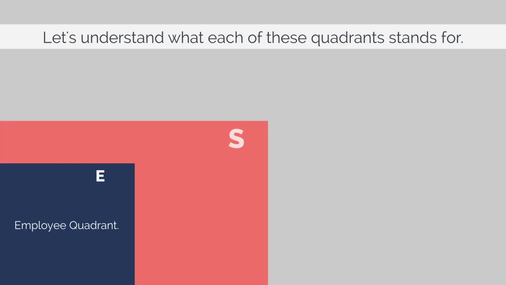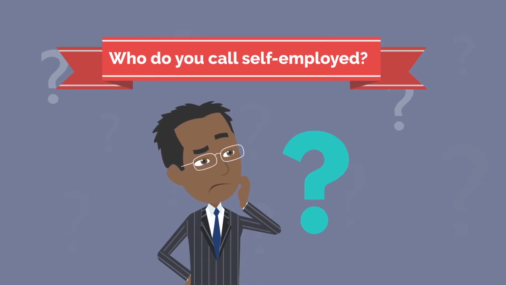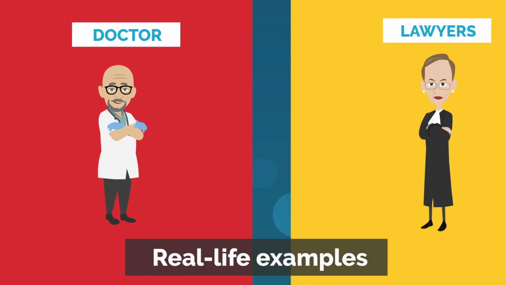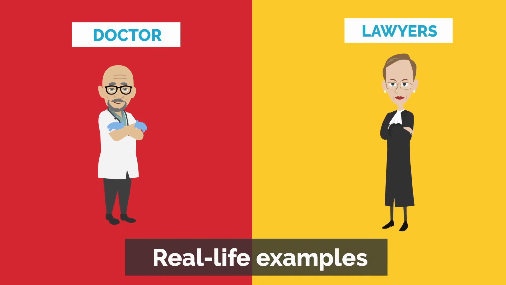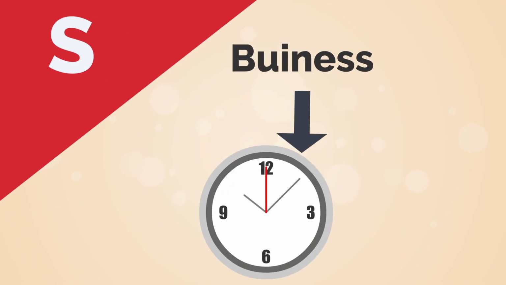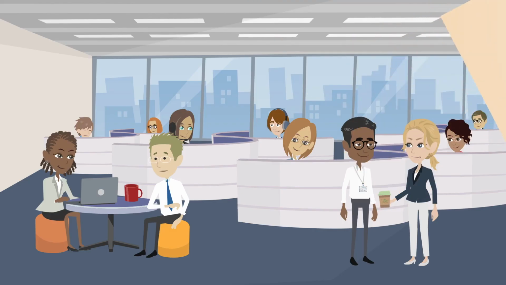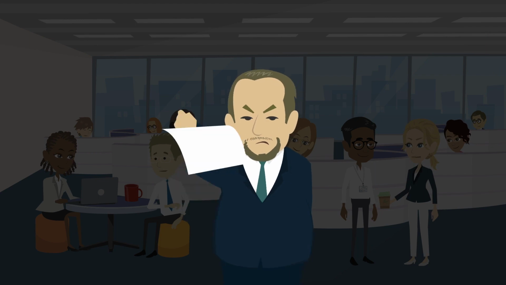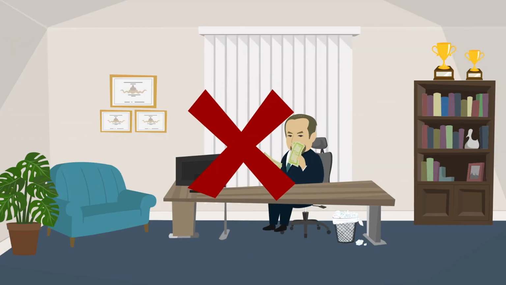The next quadrant is the S quadrant. So, what's an S quadrant? It represents the majority of the people who call themselves business owners. S stands for self-employed. So, who do you call self-employed? To take a few real-life examples, doctors and lawyers are self-employed business owners. In this quadrant, the business is entirely dependent on the owner's time. If the person who owns the business stops working, their income stops as well.